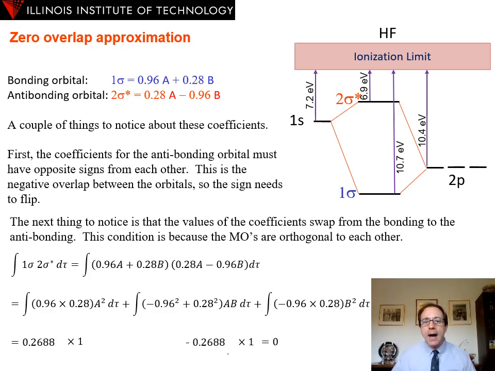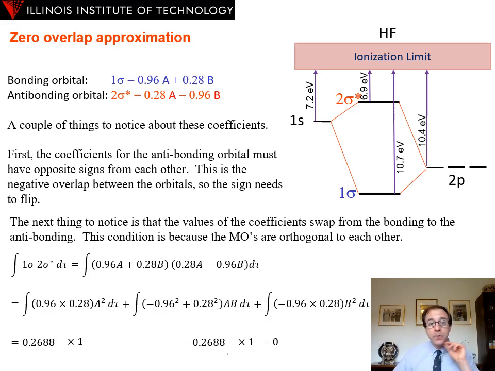So that's why we swapped places for the values. If we take any two values, plus or minus, and do that, you can see with a zero overlap approximation, this is always going to work out. Doesn't matter what the value is. By swapping places between the bonding orbital and the anti-bonding orbital and flipping the sign on one of the coefficients, we will always be able to get our answer to come out correctly. That is, these two orbitals will be orthogonal to each other. So that explains why we swapped places.